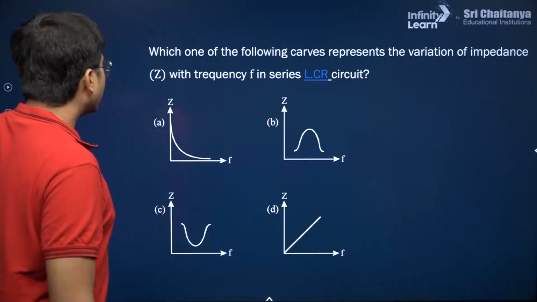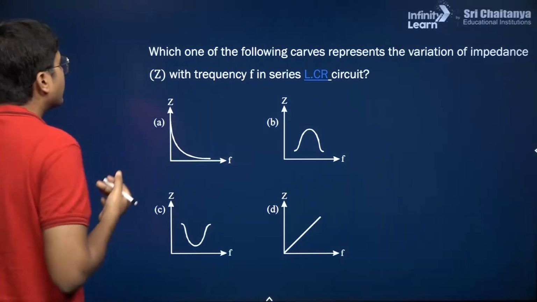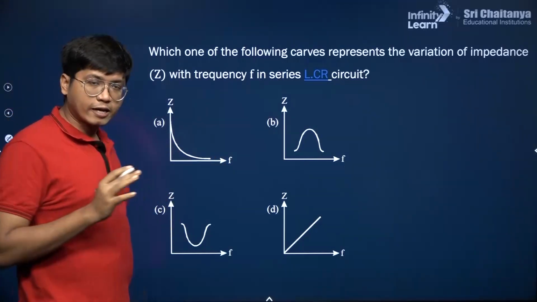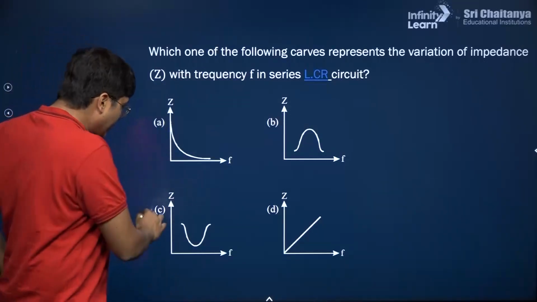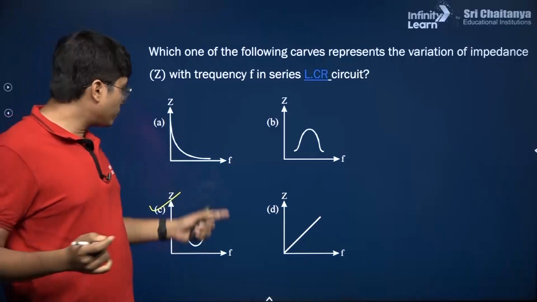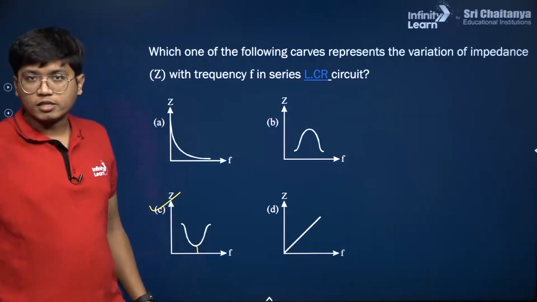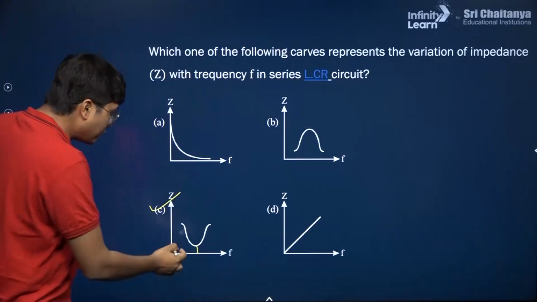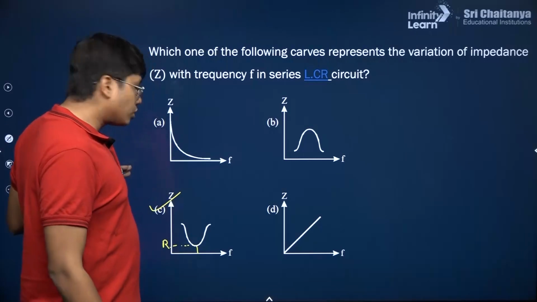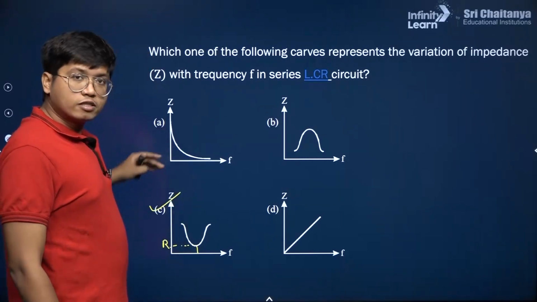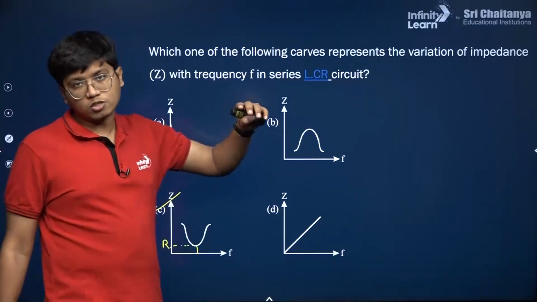Okay. The next question says, which of the following curves represents the variation of impedance with frequency f in a series LCR circuit? So over here we want the variation of impedance. Right off the bat, you can tell this is the correct answer. Why? Because we know that there has to be a dip in impedance. This is the point where the circuit goes into resonance, where the impedance becomes the least, and the minimum value of impedance is just going to be the resistance R. As you change the frequency, the impedance drops. This is the point where it hits resonance. Then again, as you increase frequency, the impedance goes up.